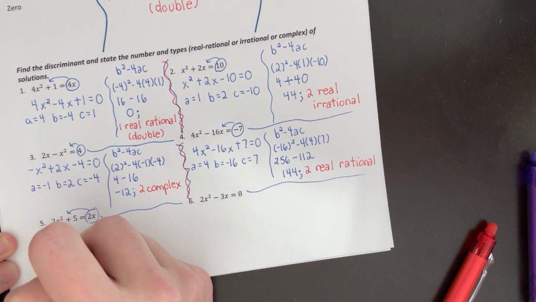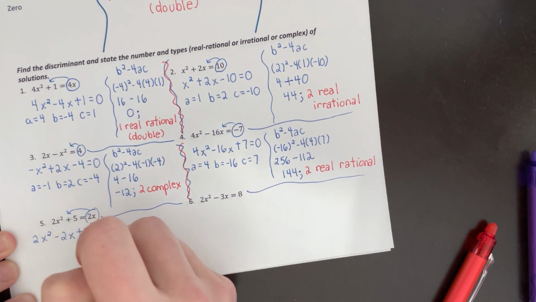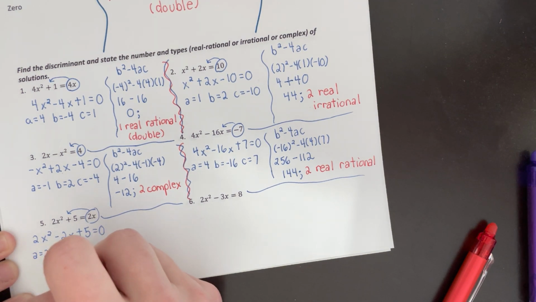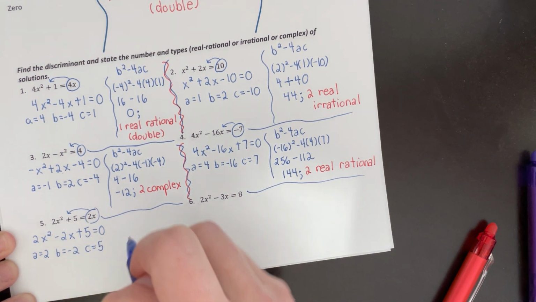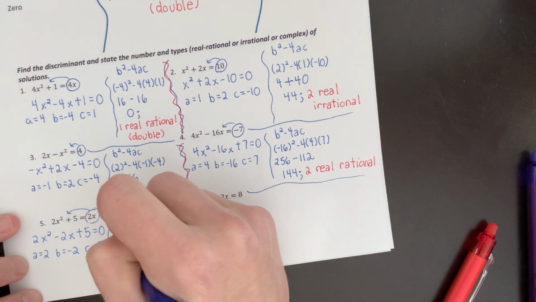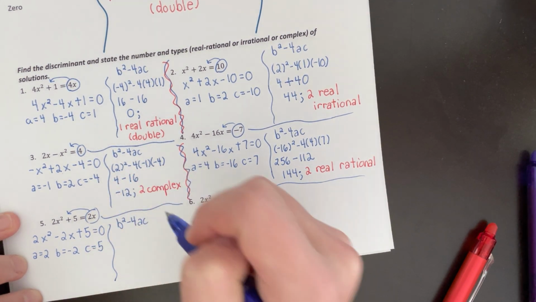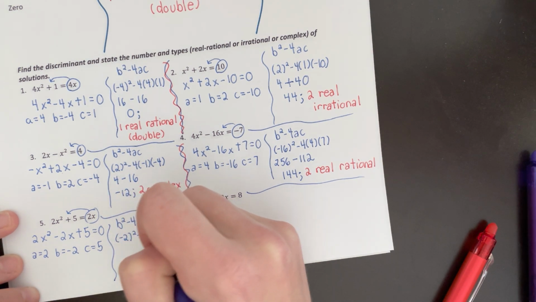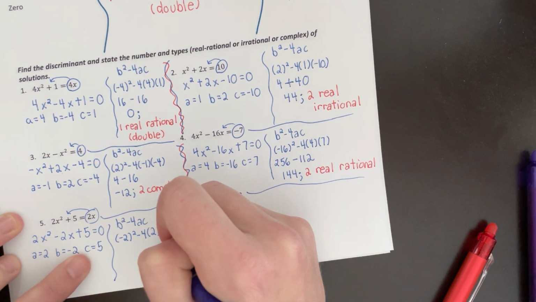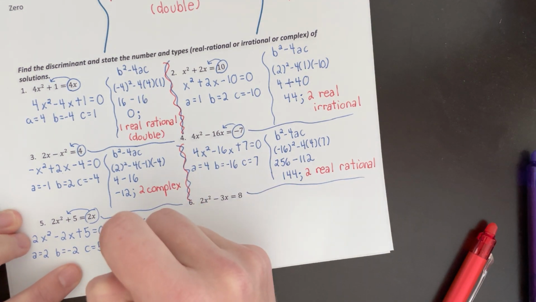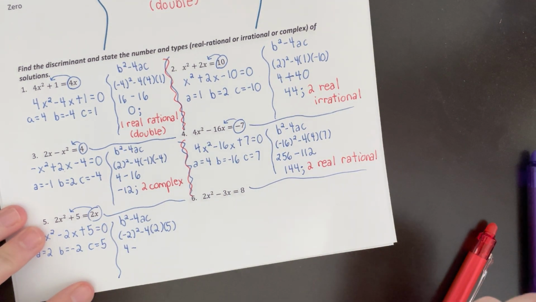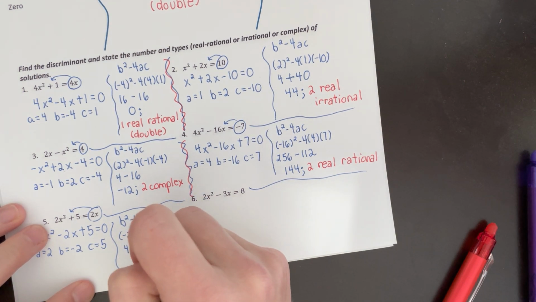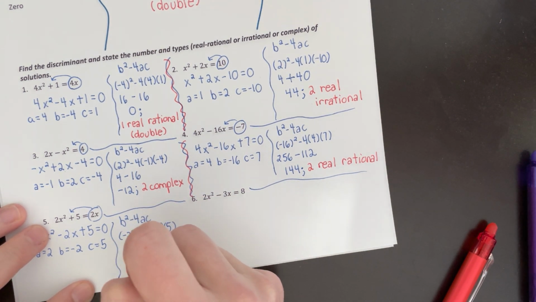2x squared minus 2x plus 5 equals 0. So a equals 2, b equals negative 2, and c equals 5. So b squared minus 4ac. So negative 2 squared minus 4ac. So 4 minus, I can already tell this is going to be complex. Okay, that's 8 times 5 is 40. So this is negative 36.